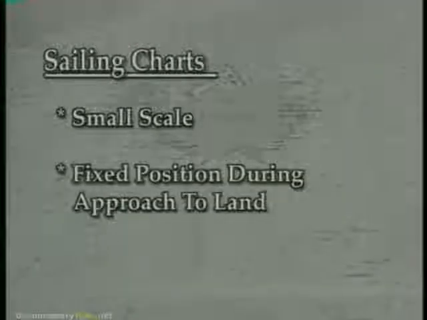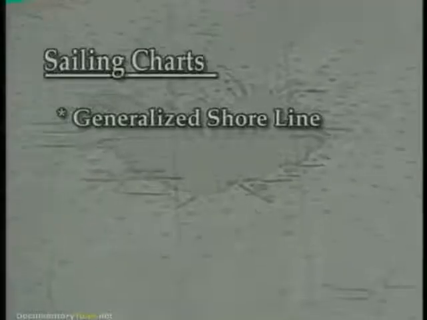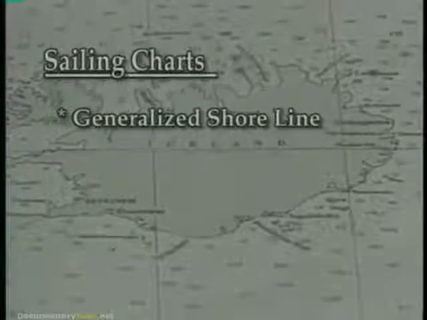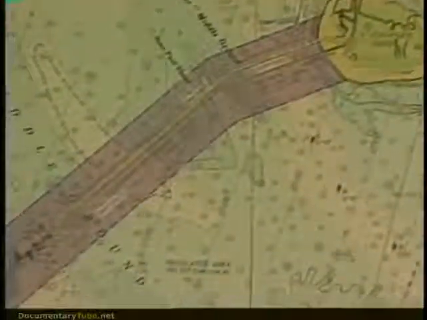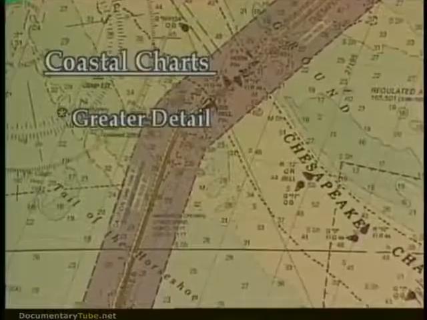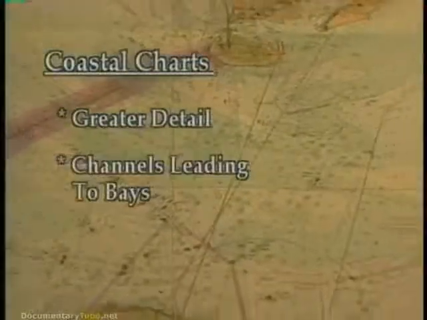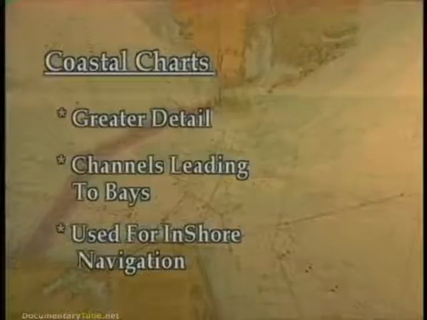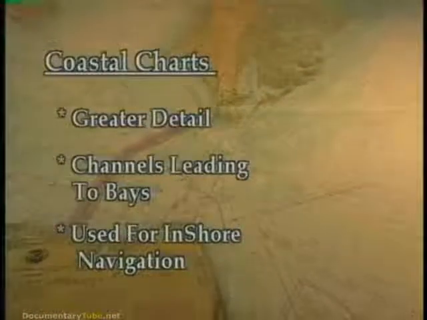They are used to fix position during approaches to land. They only show generalized shoreline and topographic characteristics. They also depict offshore soundings. You may also encounter coastal charts. These charts are prepared on a larger scale, depict a smaller area, and show more detail than sailing charts. They show channels leading to bays. Coastal charts are frequently used for inshore navigation.